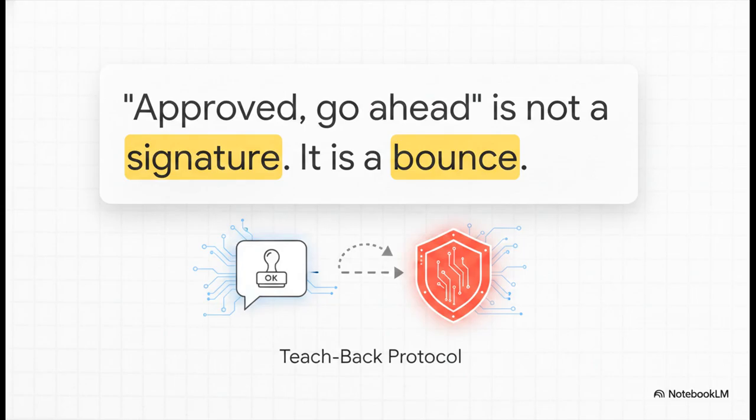And to enforce these gates, the system uses something called the teach-back protocol. If an AI presents a decision and a human just lazily types, "Approved, go ahead," the system rejects it. It's a bounce. To unlock a gate, the human actually has to accurately restate the specific trade-off to the AI in their own words. If the AI detects generic boilerplate, it pushes right back. This completely prevents blind rubber stamping by busy human managers.